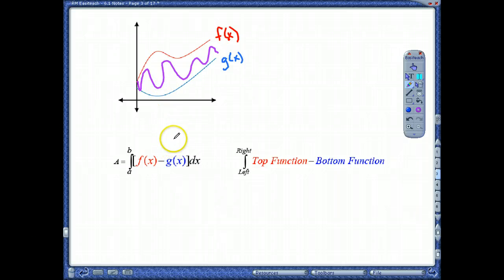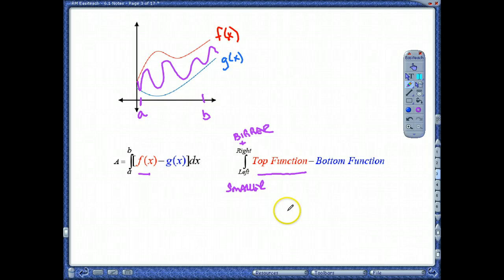In order to make sure that this area is positive, the function that goes first, that f of x, has to be the top function. The g of x, that's going to be the bottom function. Your integral limits are going to be that limit from the left and that limit from the right. Okay? Making sure that that right limit is on top, because that is the biggest number. Okay, or the bigger number. Let's not put positive there. Bigger. And then this is our smaller. This will ensure that our final area is going to be positive.